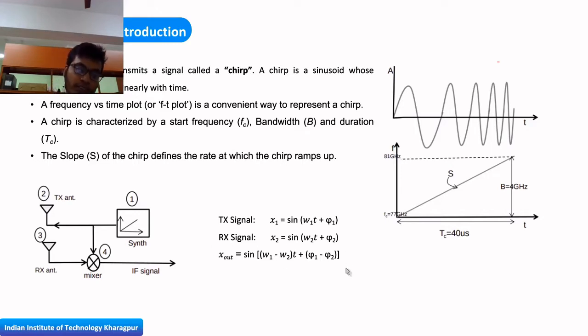Once I generate this IF signal from the mixer, the signal processing starts on top of this IF signal to infer information like where the object is located, what the angle of arrival is, what the range resolution is, all that.